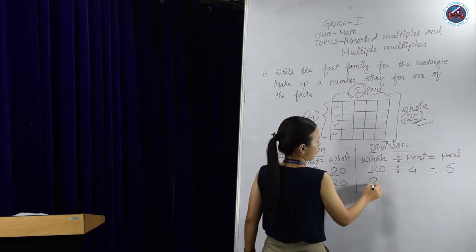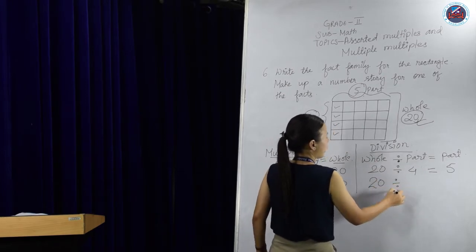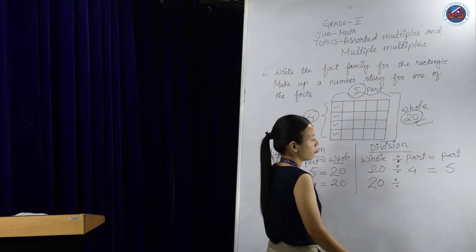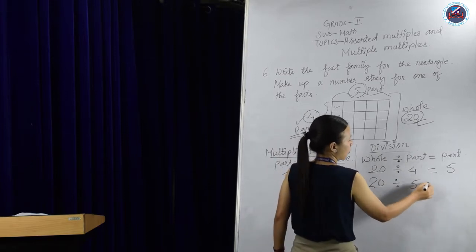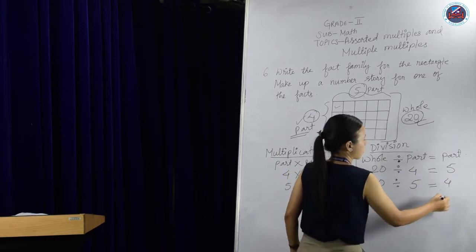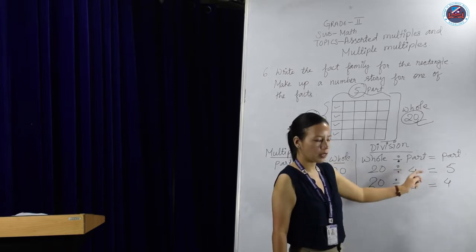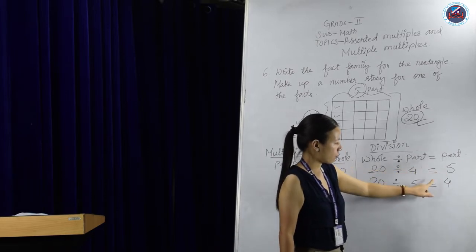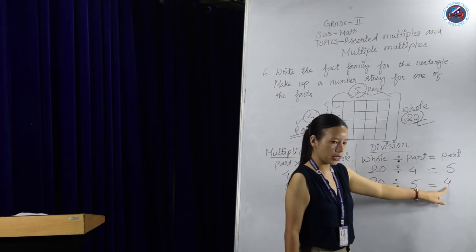So now here we can write another way. This time I'm going to take this 5 here and write 4 on this side. That means I've changed the order of the numbers. I brought this 5 here and 4 on this side this time.